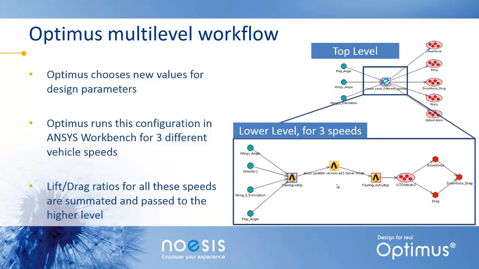And here you can see that multi-level workflow inside of Optimus. In the top level, you see flap and wing angle along with the wing X translation. And then we extract a number of responses out of that. On the lower level, this is where we actually call ANSYS. We pass along the angle for the wing and velocity, and we run a table of these 3 separate speeds. The lift to drag ratio and deflection are then passed along to the higher level.